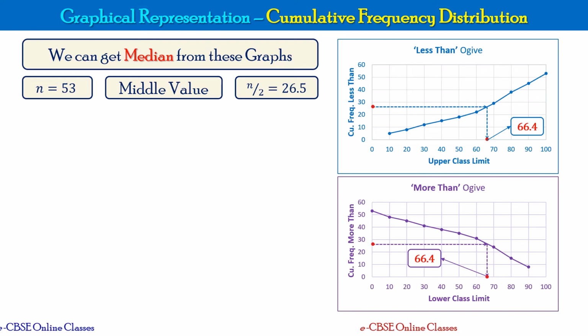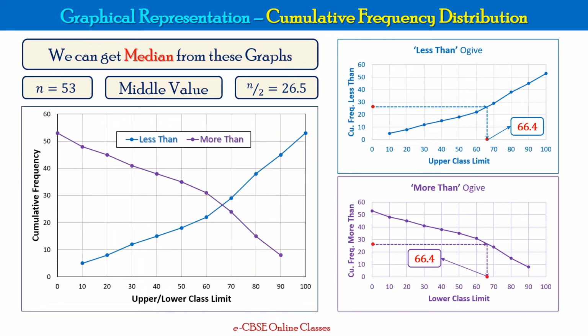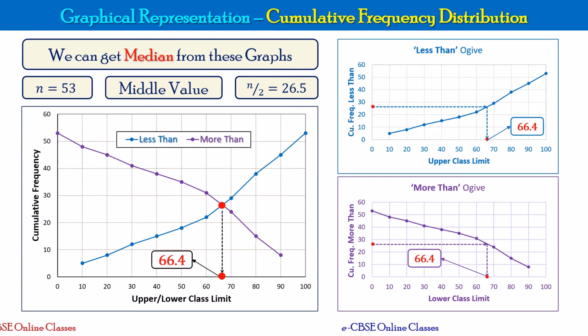Alternatively, you can plot both the less than ogive and more than ogive on the same plot and use the intersecting point, which is shown as a red dot here, and project that point to the x-axis and read the value from the graph. That is also giving the same value 66.4, which is our median. This is fun, correct?